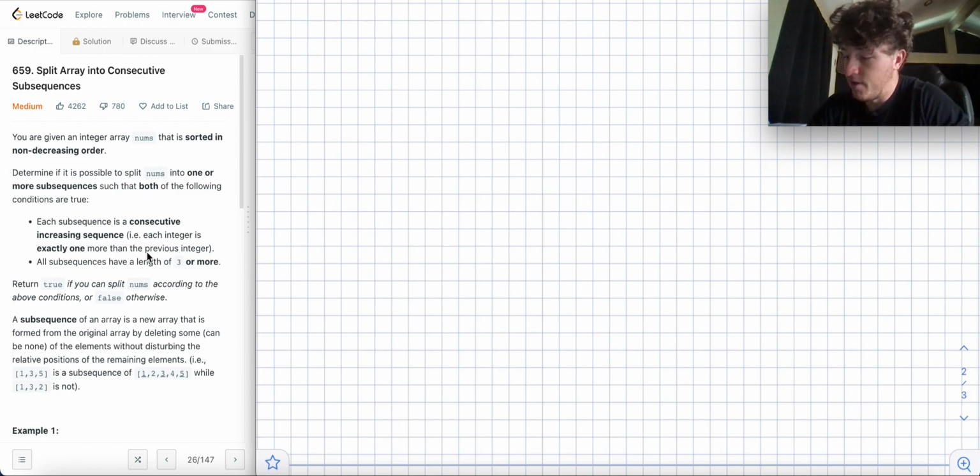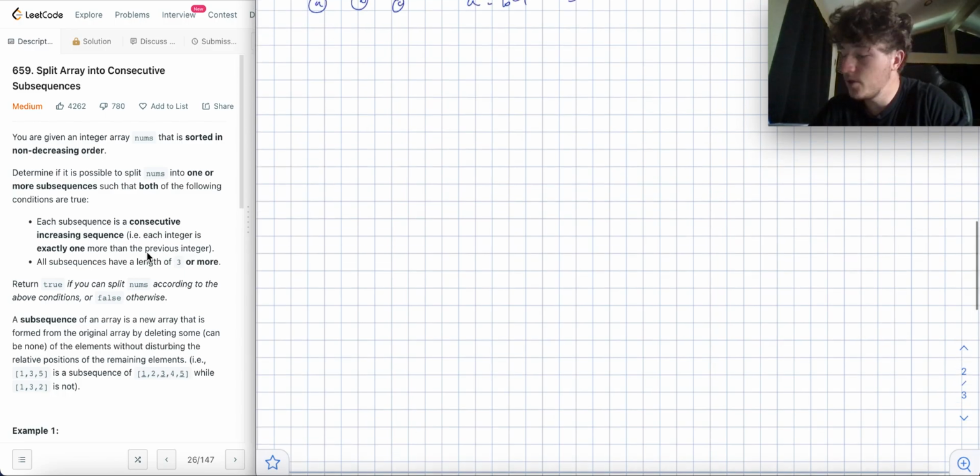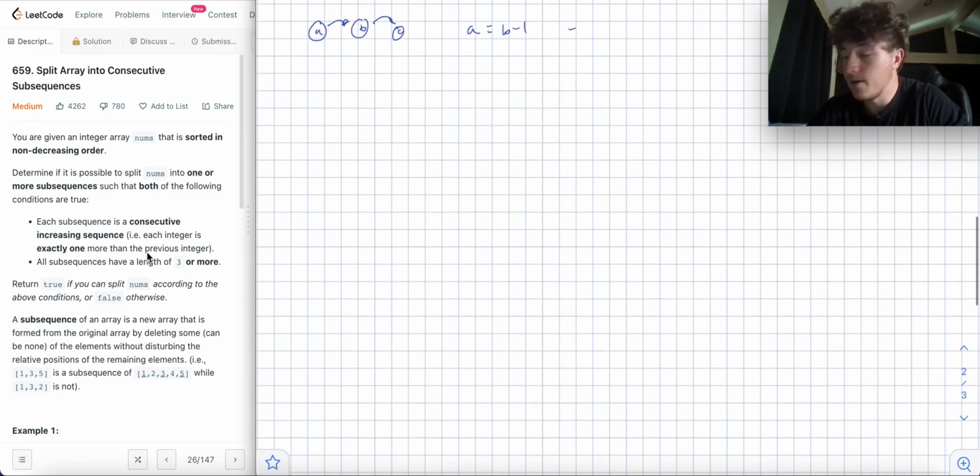If we have any sequence like A, B, C, then A equals B minus 1 equals C minus 2, or whatever, right? Something like that. And it's not on screen because I'm an idiot. Okay, I don't know why I did it like this, right? But, everything increasing by 1.